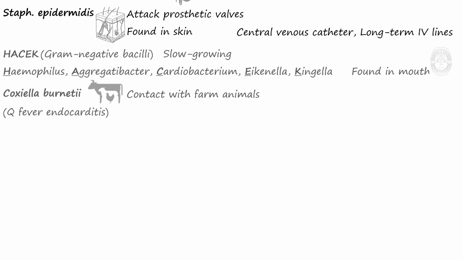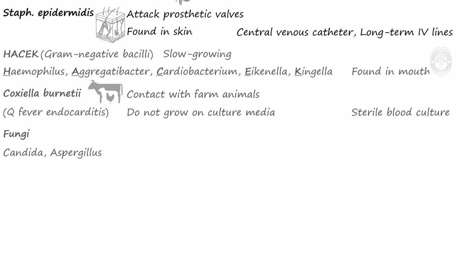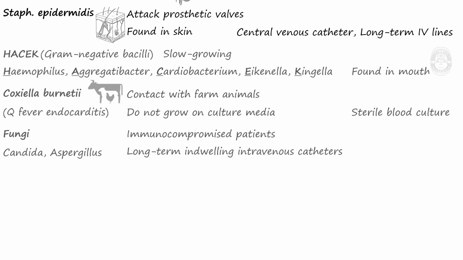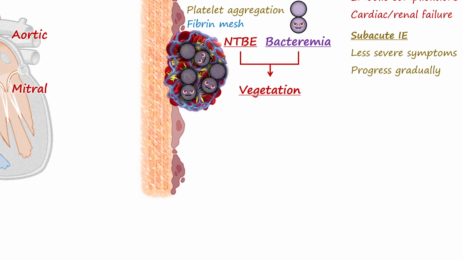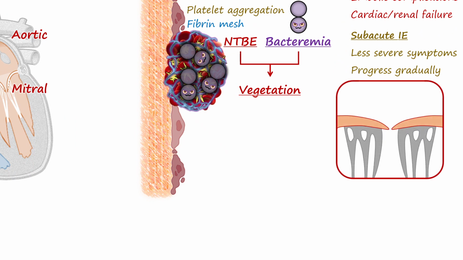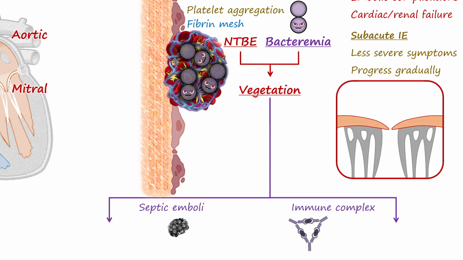These bacteria need host cells to survive and multiply and do not grow on typical culture media. It can lead to sterile blood cultures, making it tough to detect without specialized tests. Lastly, fungi like Candida and Aspergillus can also cause endocarditis, especially in patients with weakened immune systems or those with long-term indwelling intravenous catheters. Clinical symptoms of IE stem from damaged endocardium and heart valve, septic embolism, and immune reactions.